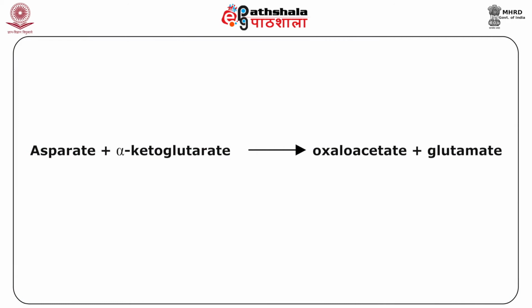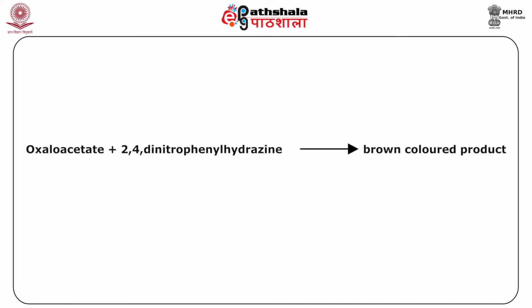The reaction catalyzed by SGOT is, as shown on the screen, aspartate and alpha-ketoglutarate react to give oxaloacetate and glutamate. In the clinical estimation of SGOT, the oxaloacetate released in this reaction is estimated by reacting it with 2,4-dinitrophenylhydrazine.